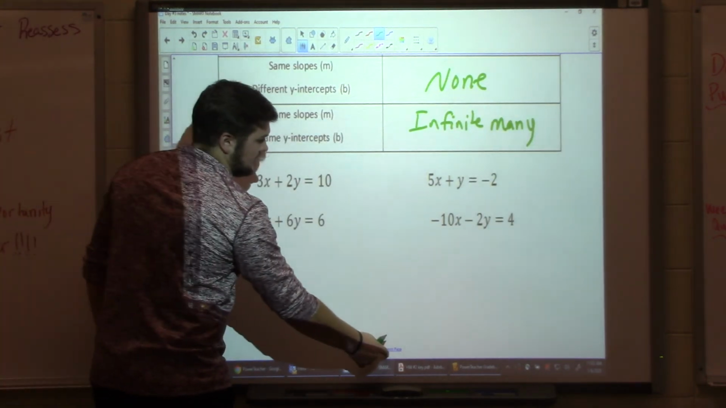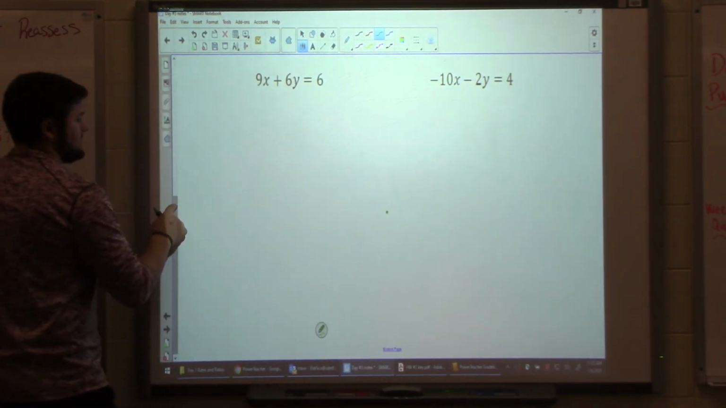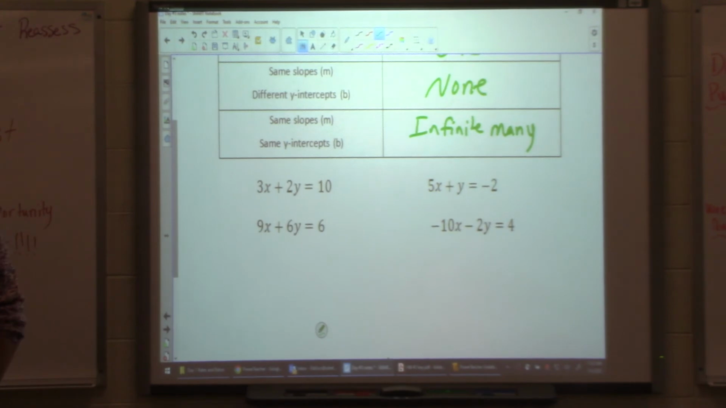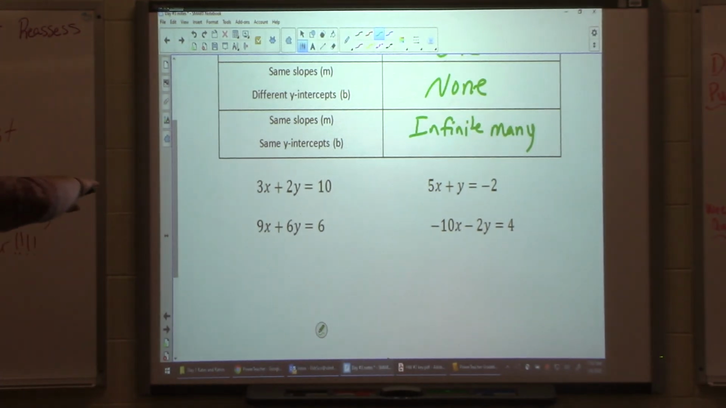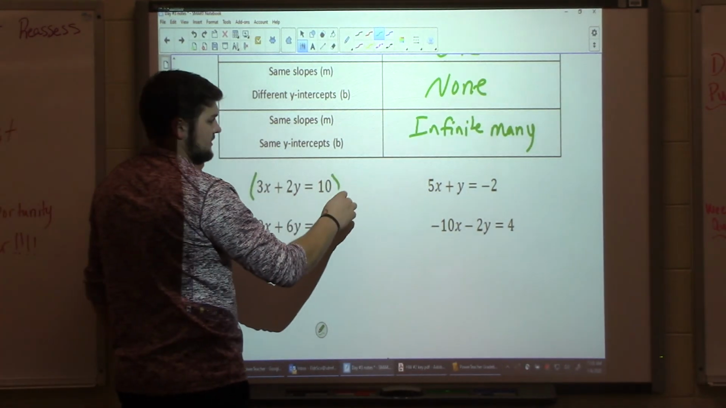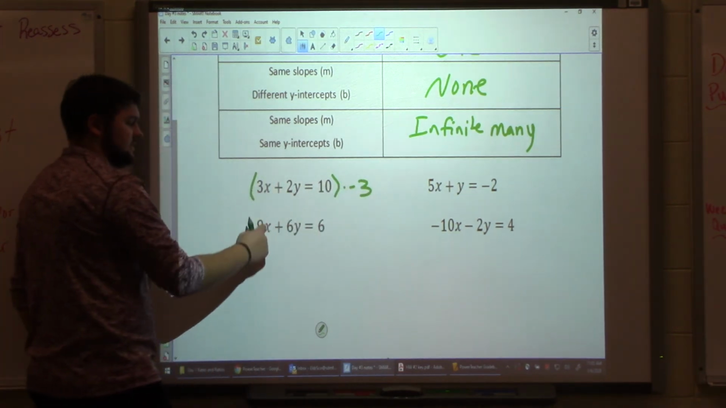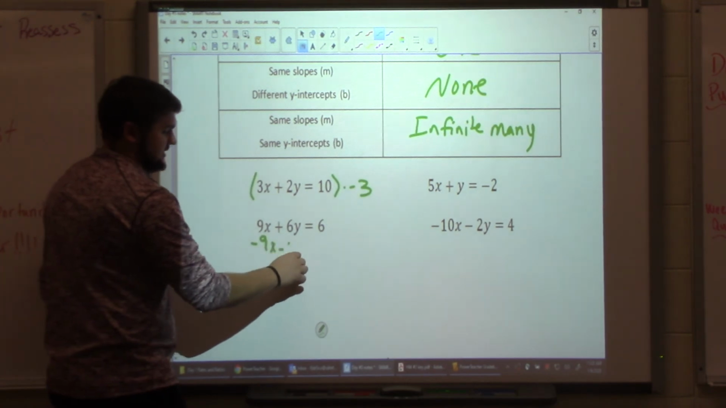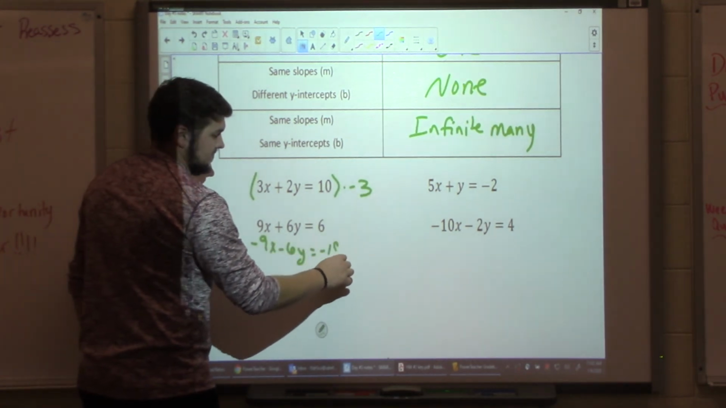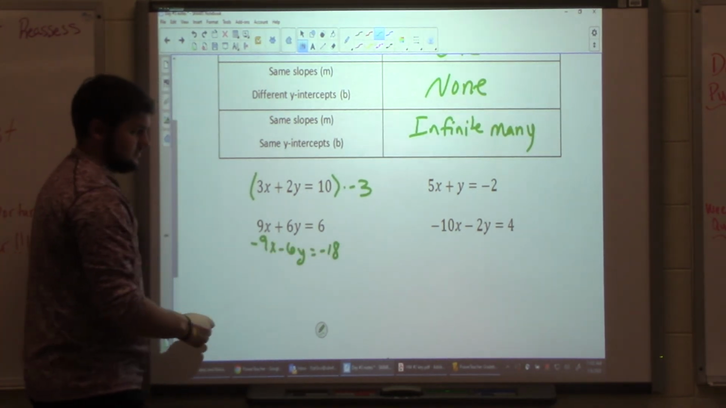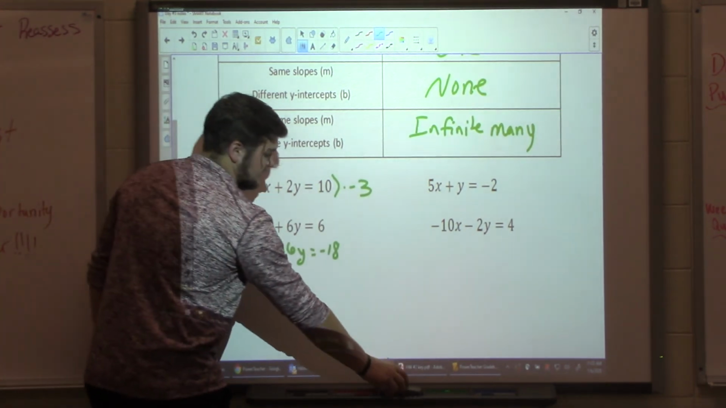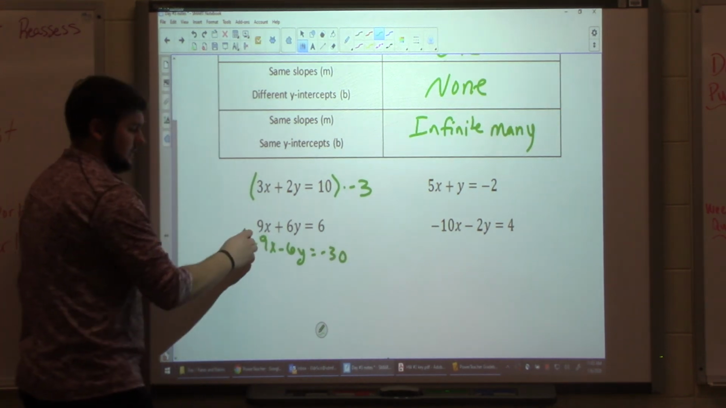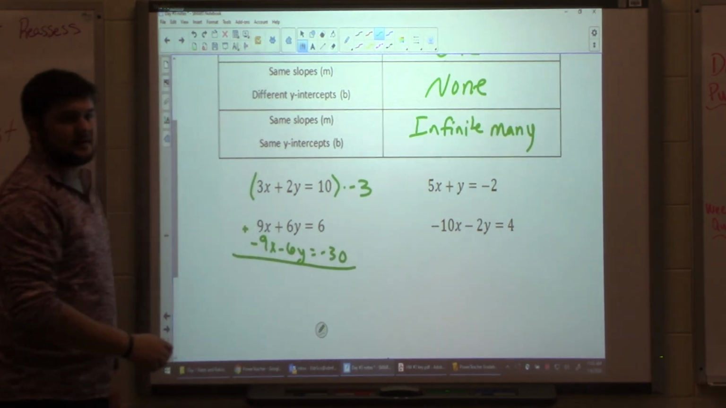We're using combination elimination here. 3x plus 2y equals 10. 9x plus 6y equals 6. I'm going to get rid of x in this case. So I'm going to multiply this top one by negative 3 to get to negative 9. Negative 9x minus 6y equals negative 18. Actually, negative 30. I don't know what I was looking at. Negative 30. Alright? Add them together.